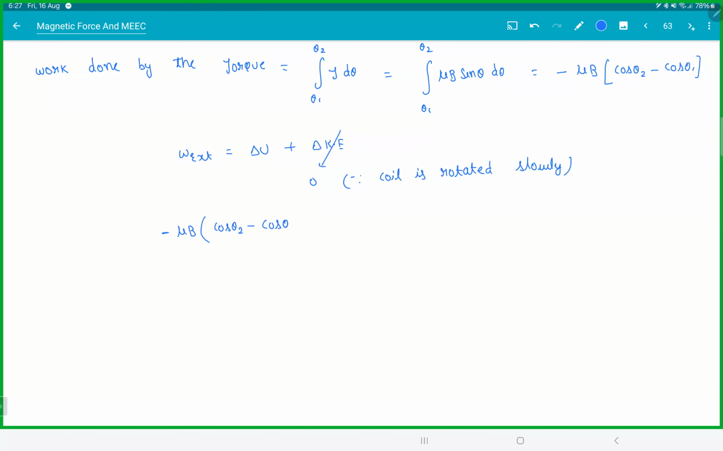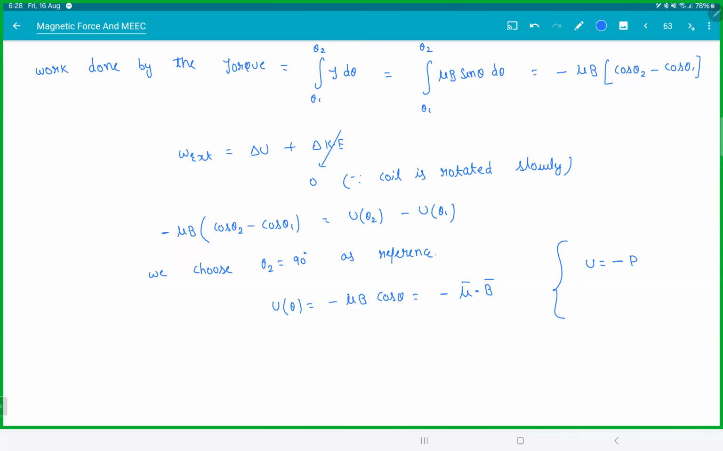In the electric dipole, we found the potential energy like this only: U of theta 2 minus U of theta 1. Then we choose theta 2 equal to 90 as reference, so U of 90 would be 0. So you end up with U of theta equal to minus mu B cos theta. Therefore, the potential energy is given by minus mu bar dot B bar. Do you remember this in the electric dipole? The potential energy was minus p bar dot E bar. The formulas are exactly the same. In place of P you'll get mu, and in place of E you'll get B. This is the potential energy of a dipole.